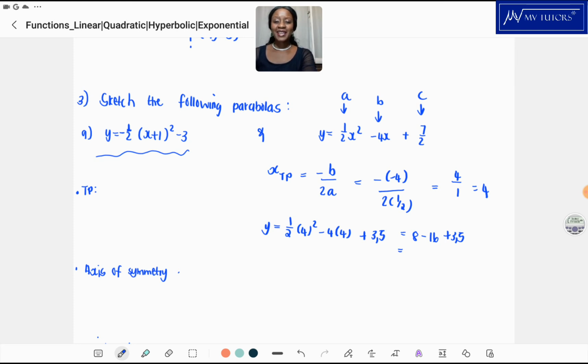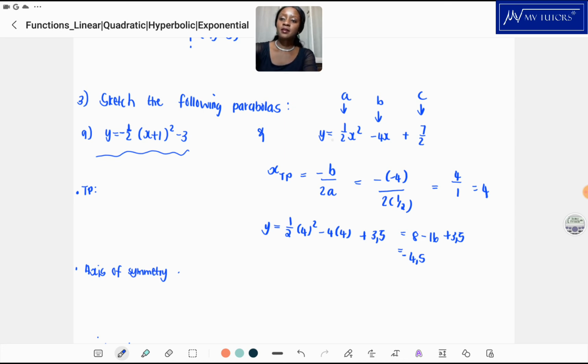And -8 plus 3.5, that will be -5.5. Okay, so if I have -8 plus 3.5, I think that's going to be 4.5, not 5.5, right? Yeah, so it has to be -4.5.